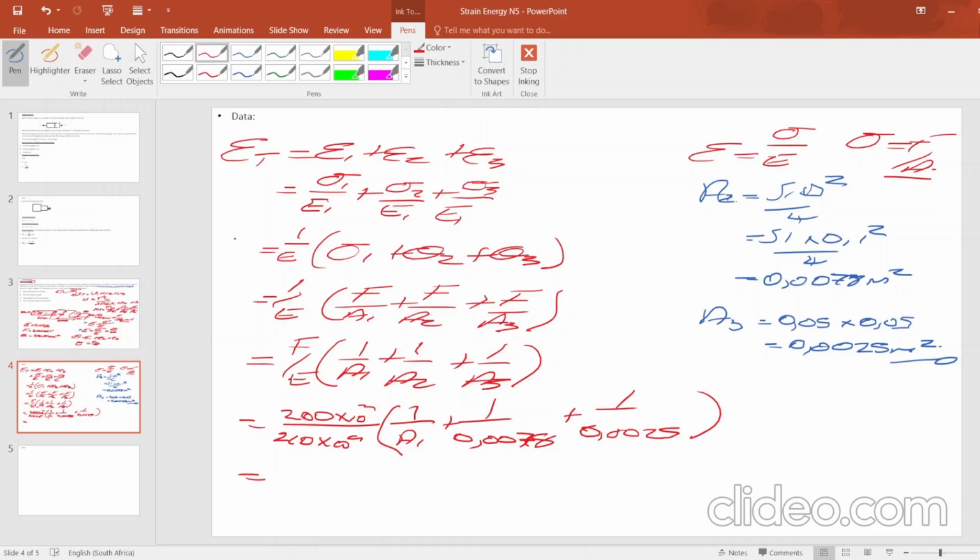Then remember, it equals the total strain. Don't forget about the value of your total strain. Let's write it somewhere here. The value of total strain is given as 7.548 times 10 to the power negative 4.